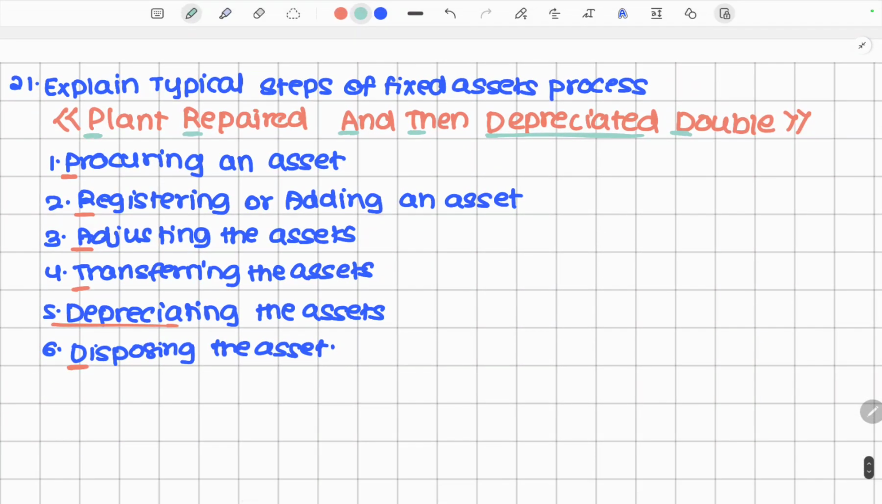Now the last question for this video, this is one of the interesting questions. Explain typical steps of fixed assets process. In our case, what is the fixed asset? Plant. Plant is the fixed asset. Then what are we going to do with the plant? We will repair the plant and then depreciate double. So first repair the plant and then depreciate double. So the cheat code is basically PR at DD, that is procuring an asset, registering or adding an asset, adjusting the asset, transferring the asset, depreciating the asset and disposing the asset.